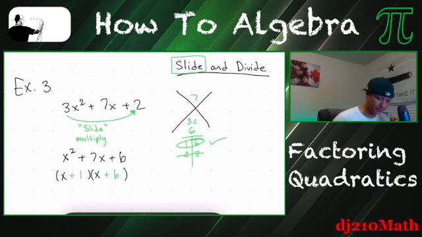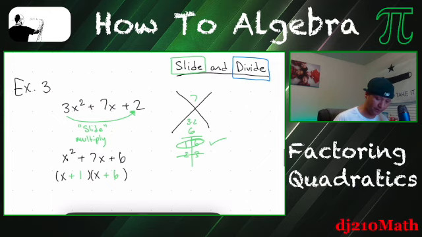Okay, so that was the sliding part. Now comes the dividing part. One thing I learned about this particular method is the dividing part is the most missed step, right? The sliding part is the easy part to remember. It's the dividing part, the dividing it back out.